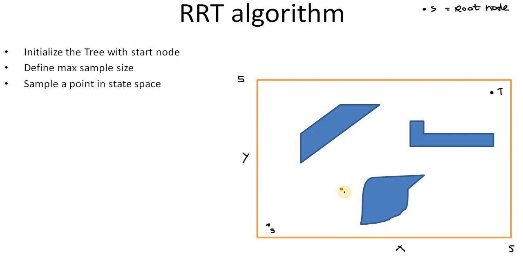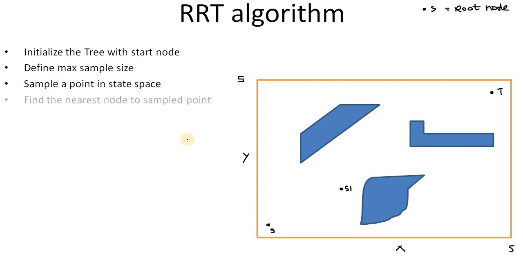And this sample has coordinates. Let's call this sample S1. It has coordinates of about 2.5 on the x-axis and also about 2.5 on the y-axis. So this is our sample 1.